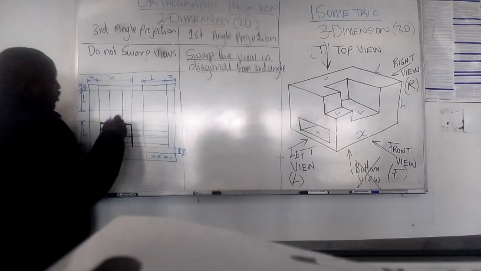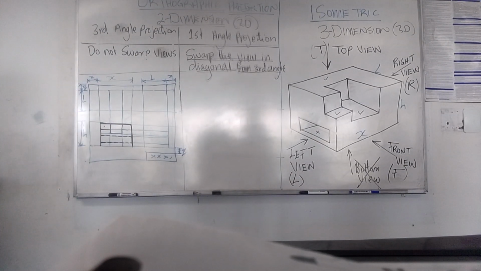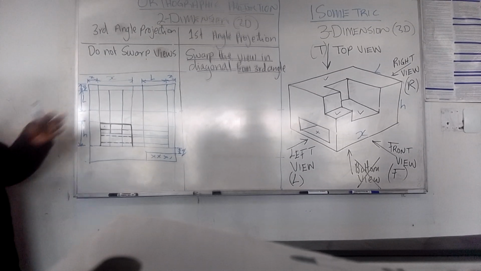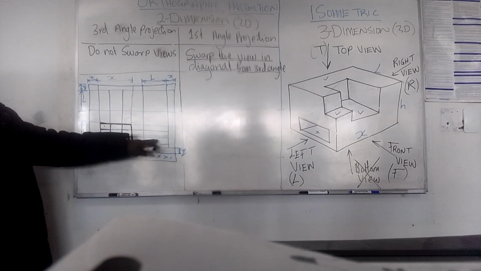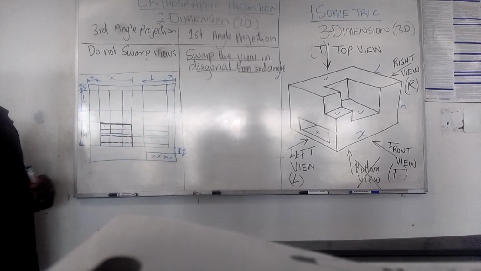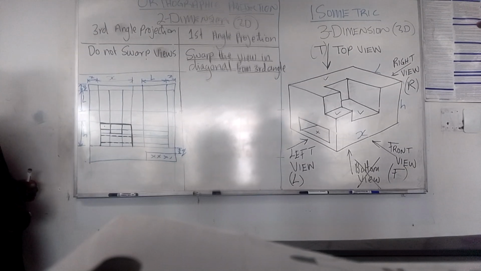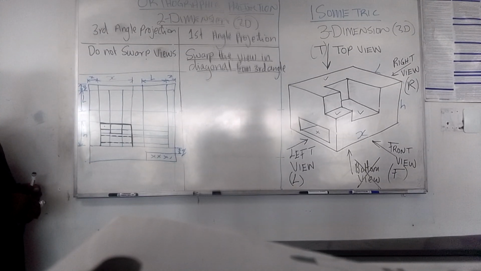Now we need to get the top view. Either you can start with the top view or you can start with the right view, but at the end, these two views must be able to give you the missing view. Okay? Why is it hidden?